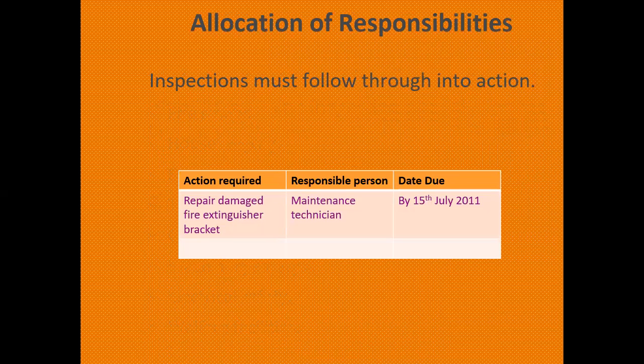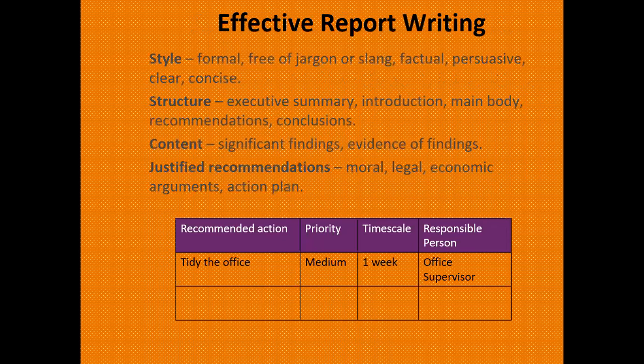Allocation of resources: inspections must follow through into action. So here we have action required: repair damaged fire extinguisher bracket. Then we need to mention the person, organization or team, maintenance technician or maintenance team. Then we need to give a due date, whether 2 days, 3 days, 4 days, as per the type and the nature of the observations.